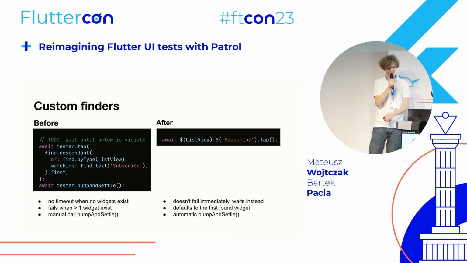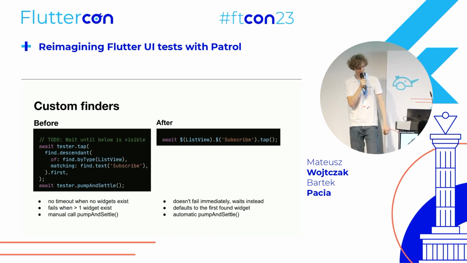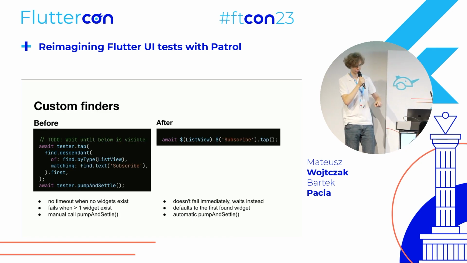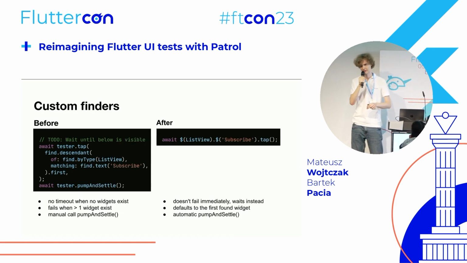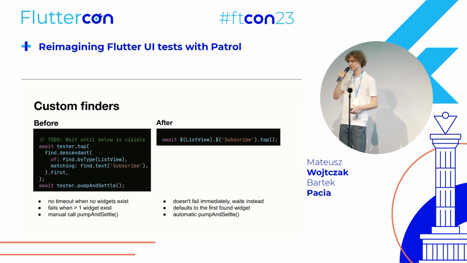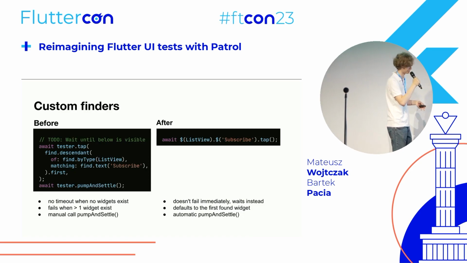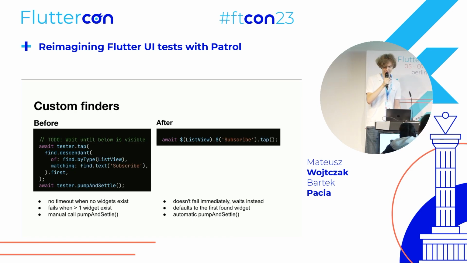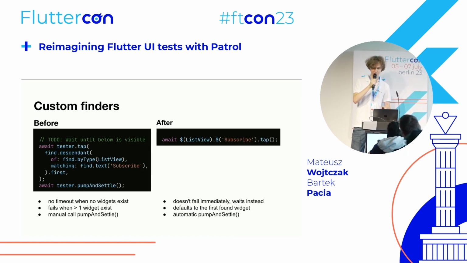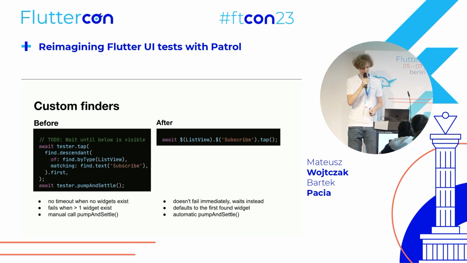And also you have to remember about pump and settle after you interact. And you also have to remember to add .first to that finder, because if you don't, and there are 2 subscribe texts, or 3, not 1, it will also fail. That's how Flutter test works. It fails if there is more than 1 widget found. So you have to remember about that first. And all these flaws are fixed with the line on the right, with the Patrol custom finders line. It's much shorter. It automatically waits until that subscribe button in a list view becomes visible. It handles pump and settle itself, and it looks cool.